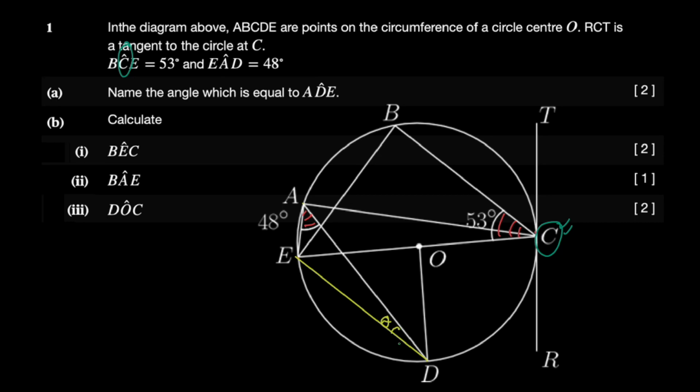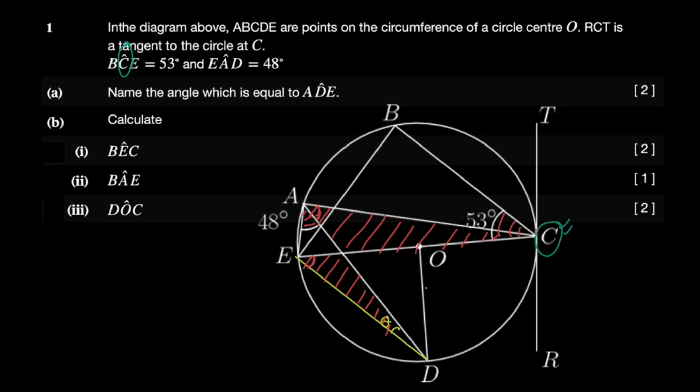Now I want you to concentrate on this particular section here. You can see that in this section, these two angles actually share a chord. So this angle and this angle share a chord, and the chord would be DC.